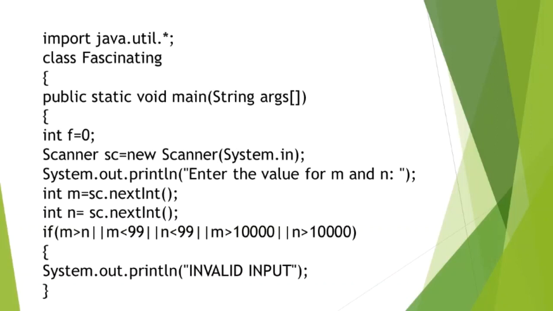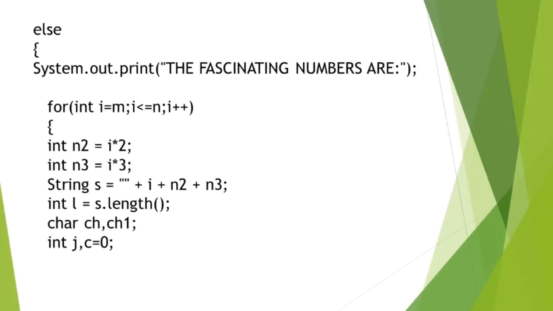If m is greater than n, or m is less than 99, or m is greater than 10,000, or n is less than 99, or n is greater than 10,000, then it should display the message invalid input and should exit from the program. Otherwise, we go to the else part and it is going to print the fascinating numbers are. This is the message which is to be printed, and then we start with the for loop.